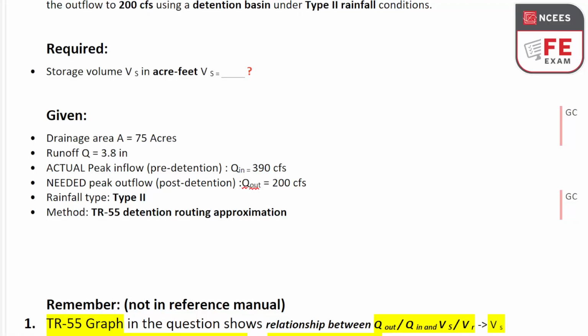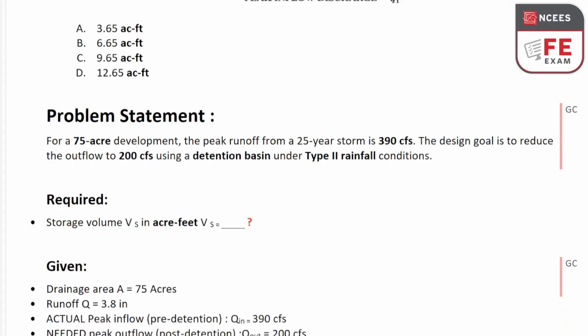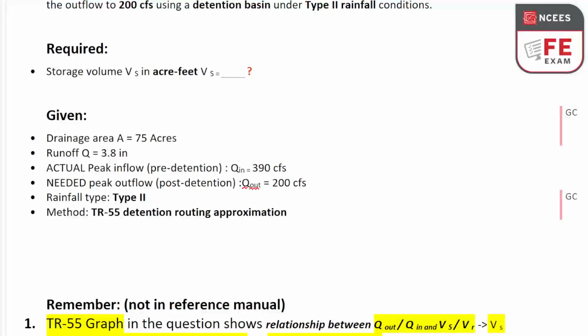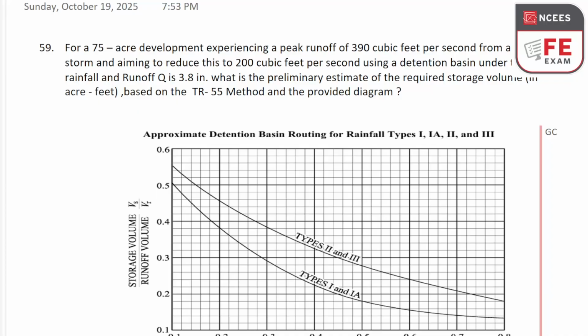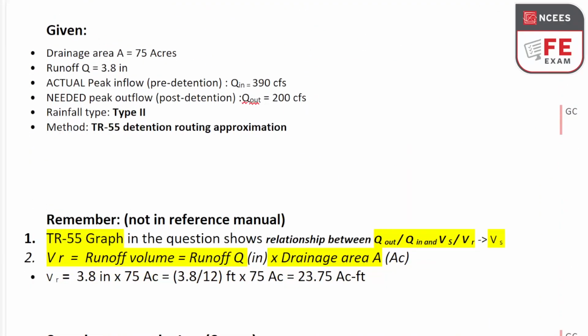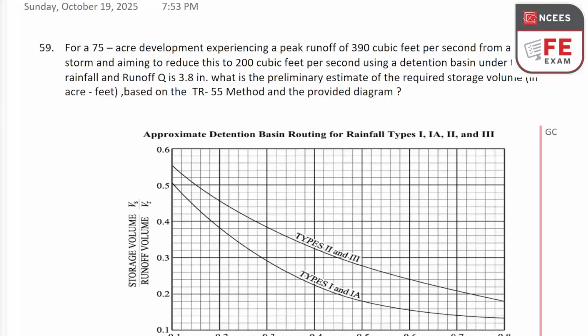So from the question we know that the drainage area A is 75 acres. We have the runoff Q as 3.8 inches. The peak runoff is 390 cubic feet per second, which is nothing but the peak inflow, or the Q in, the denominator over here. And we are aiming to reduce this to 200 cubic feet per second, which is the peak outflow or Q out, that is 200 CFS. Also, it is given in the question that the rainfall is type 2 and they want us to do the TR-55 detention routing approximation, which is nothing but using this graph.